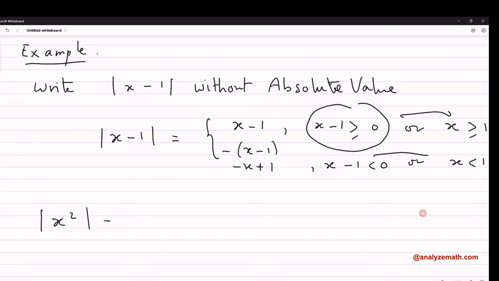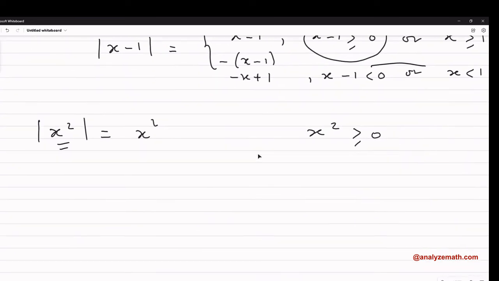Let's simplify another expression, the absolute value of x squared. Can we write this? Yes, it is equal to x squared, because x squared is either positive or 0, so the absolute value of x squared is equal to x squared.